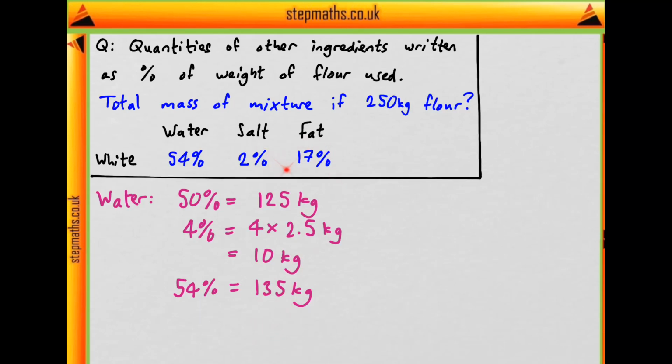Then what about salt? If we need 2% of 250, we can work this out straight away because we know what 4% is. So that's just half of 10 kilograms, which is 5 kilograms.